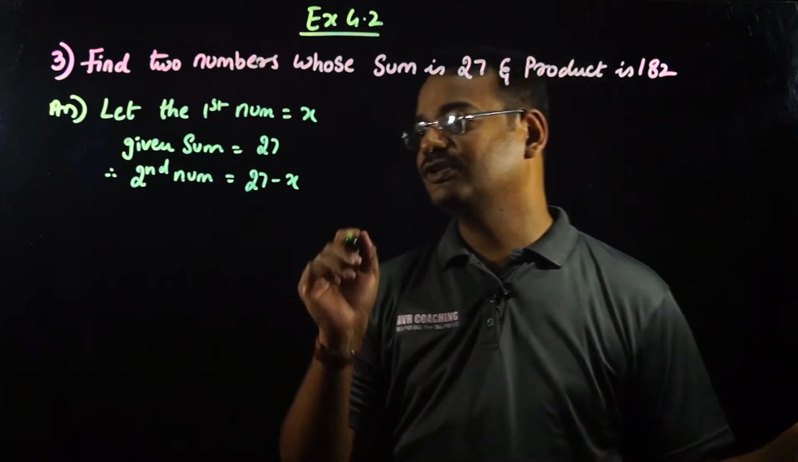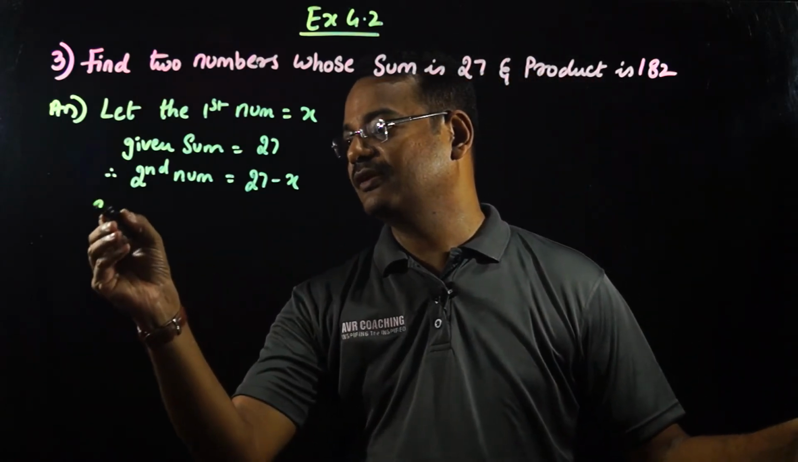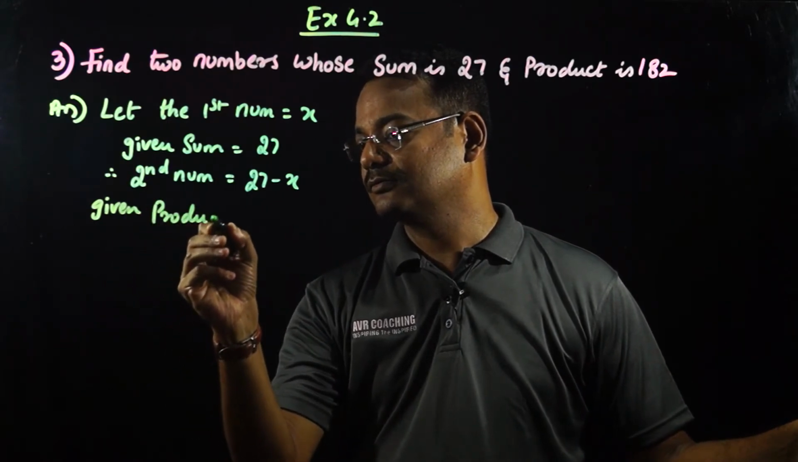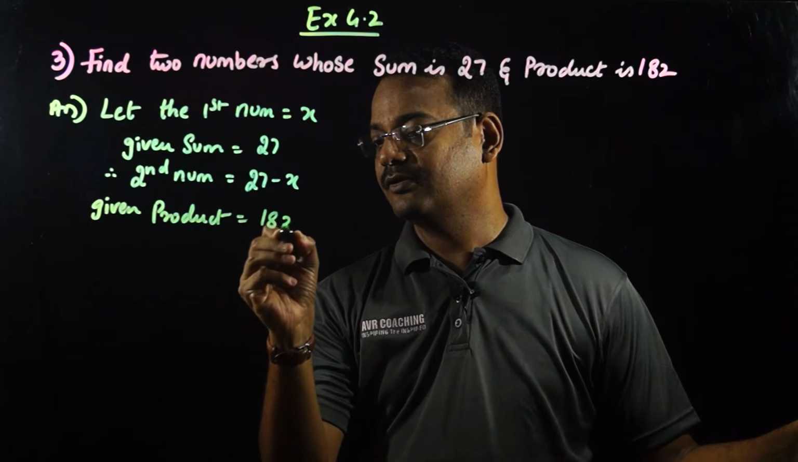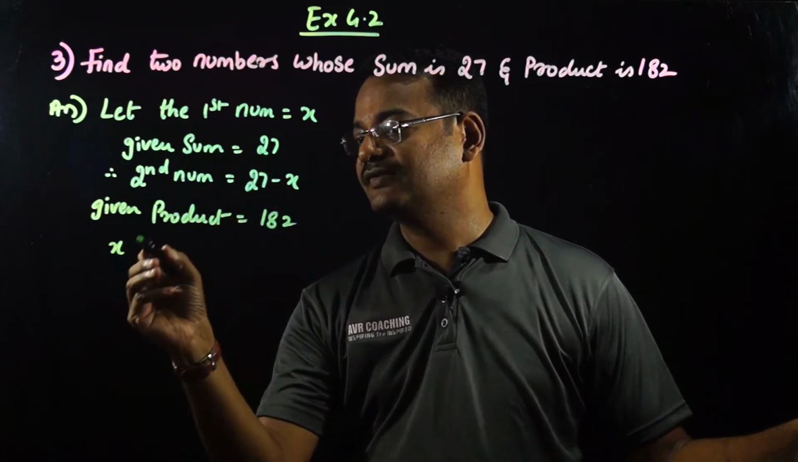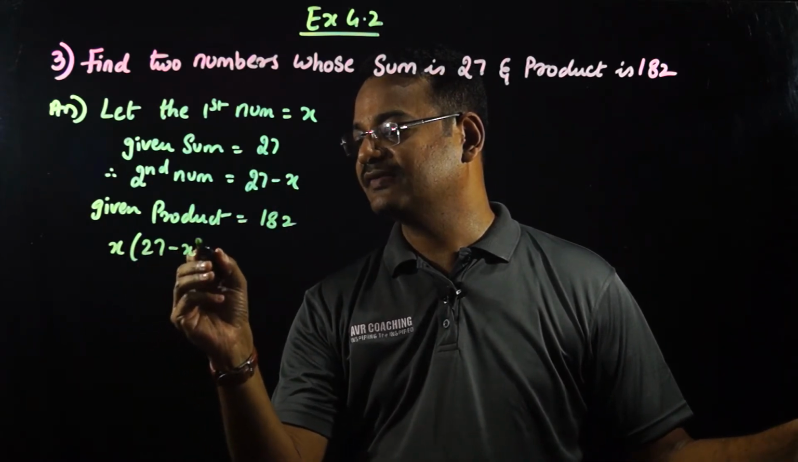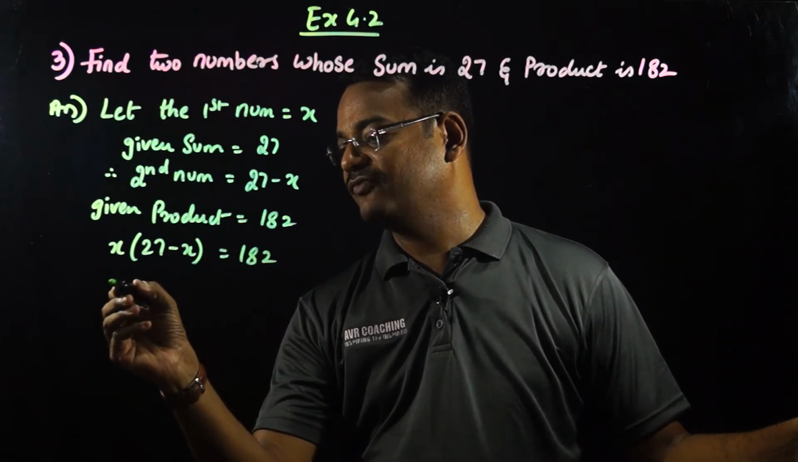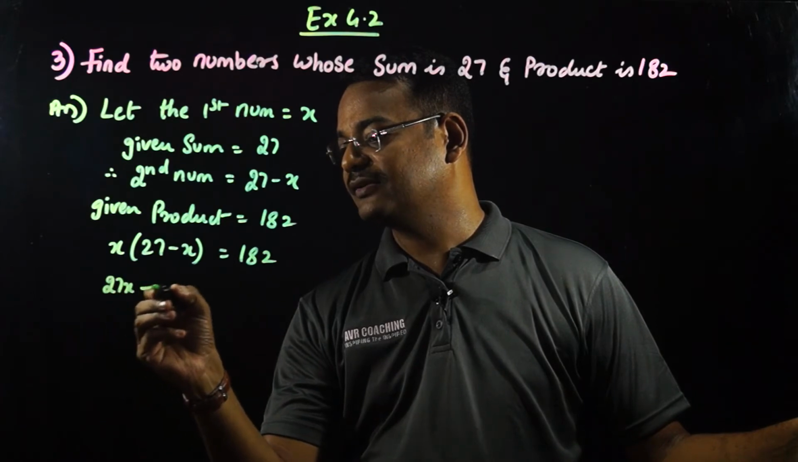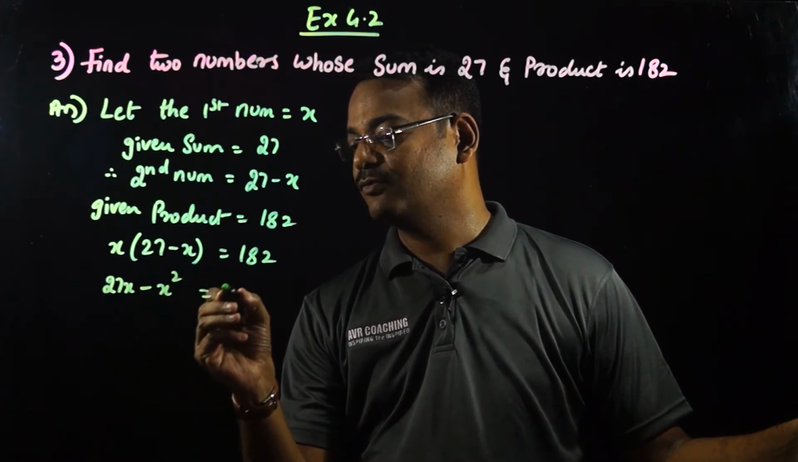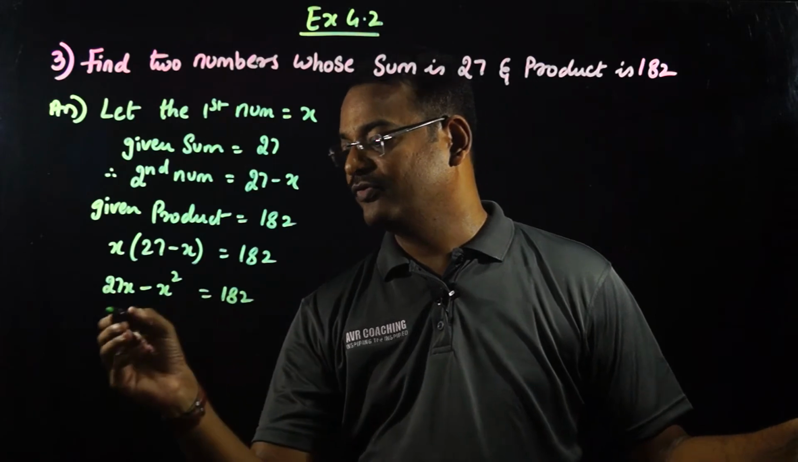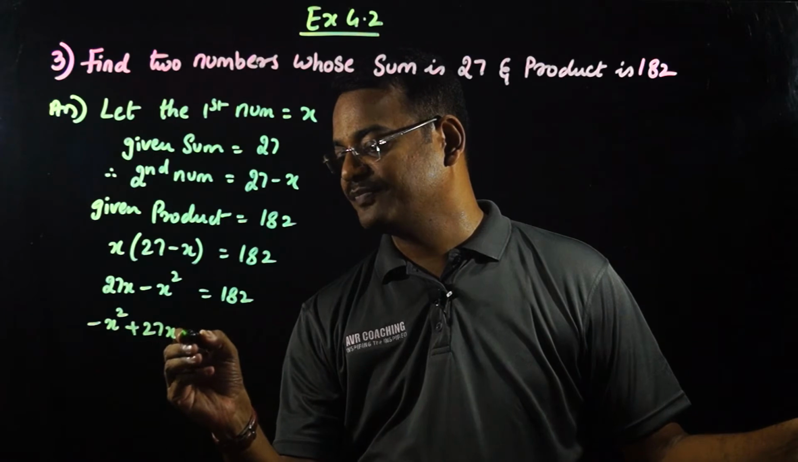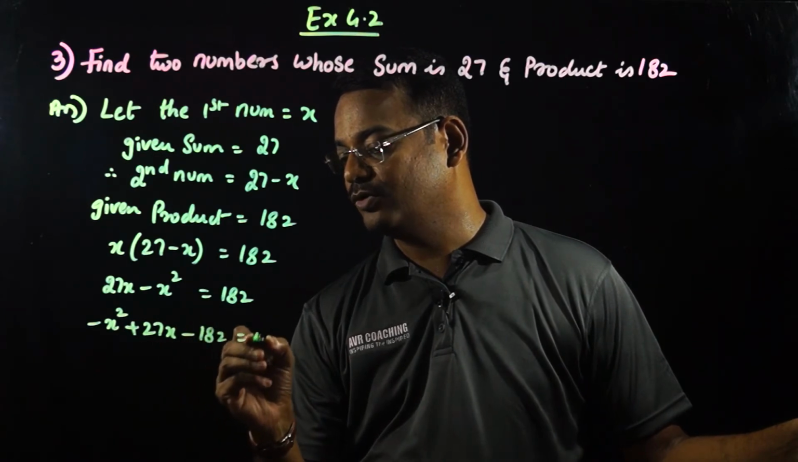Given that the product of these two numbers is 182, therefore x into 27 minus x is equal to 182. So when we open the bracket we get 27x minus x square is equal to 182. So we will write minus x square plus 27x minus 182 equal to 0.